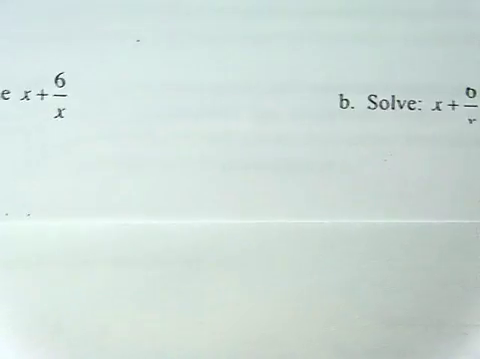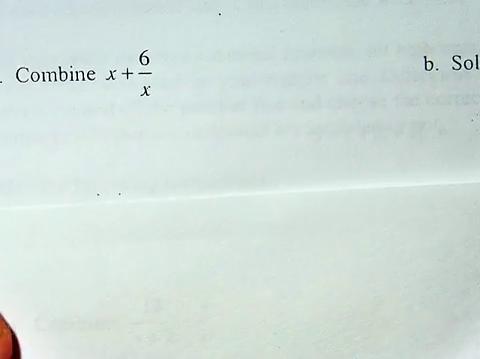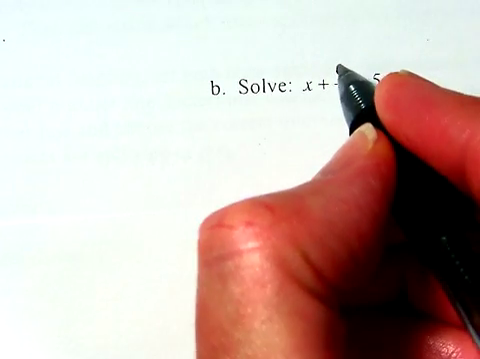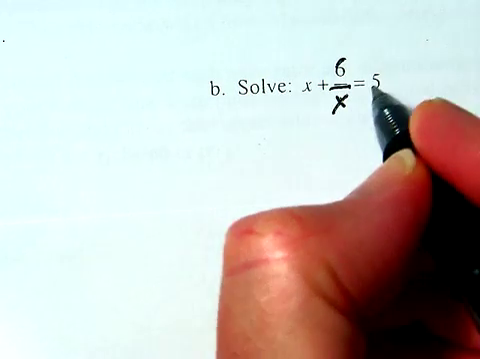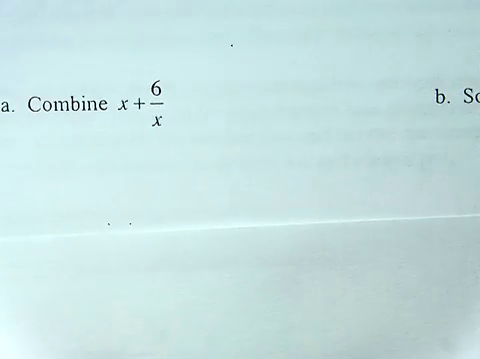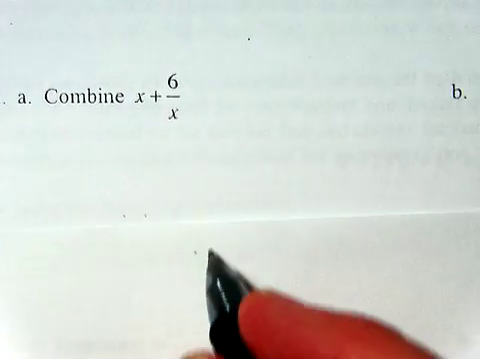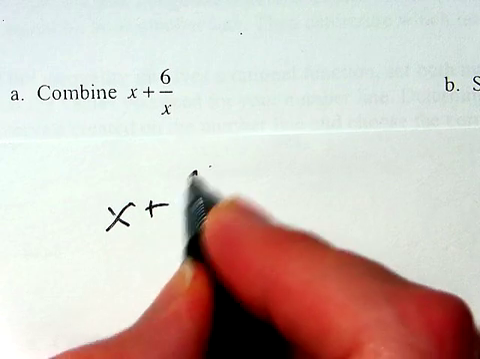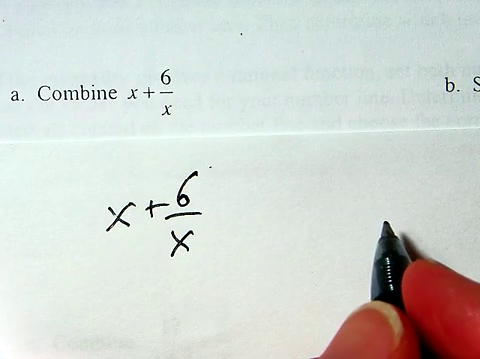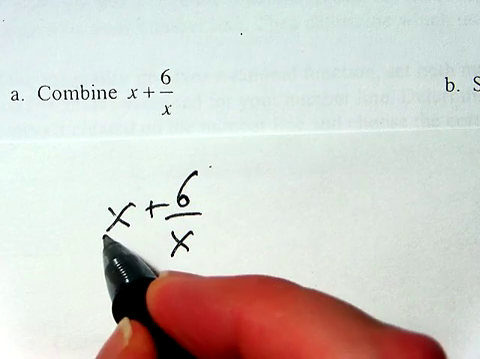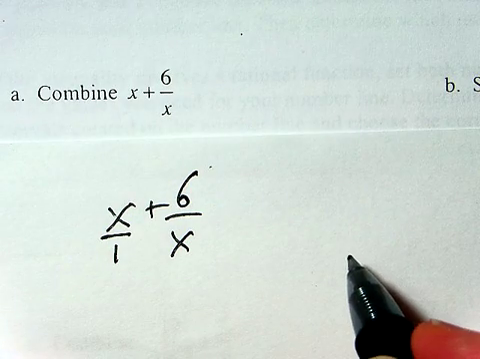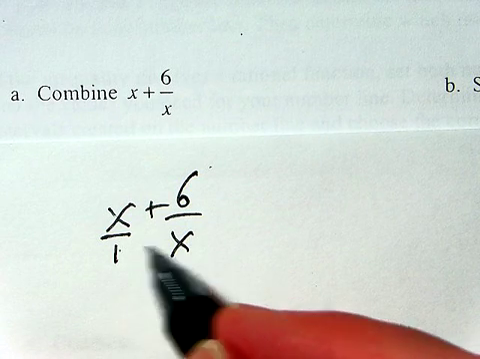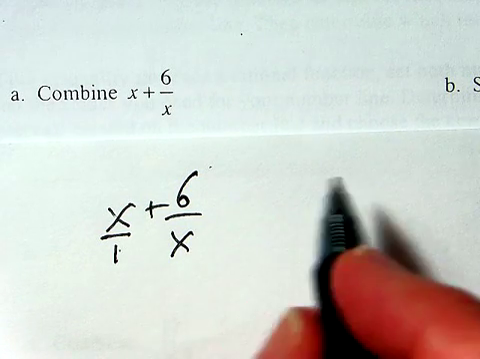Let's look at the next example. Here we're going to solve an equation that has on its left side x plus 6 over x. This is kind of faded out. Let's make sure it's a little clearer. And let's combine x plus 6 over x as a first step. We've got to find a greatest common denominator. Well, x is really x over 1. So the denominator here is 1, the denominator here is x. So therefore, the greatest common denominator is actually x times 1, which is x.